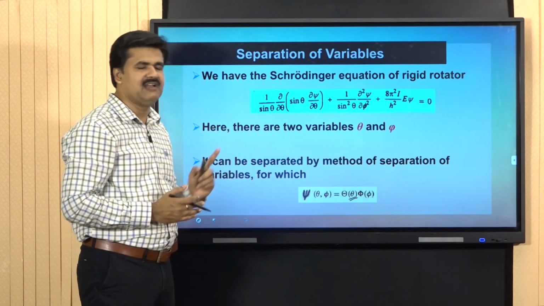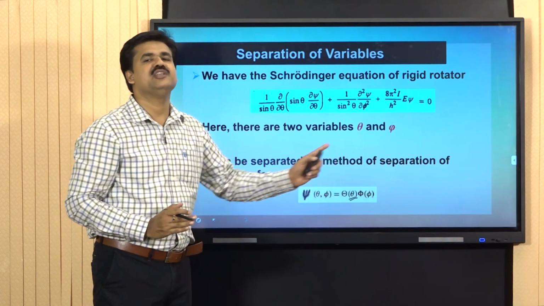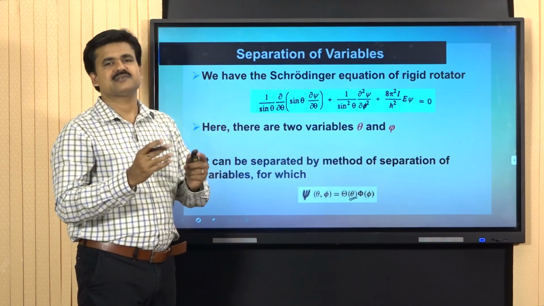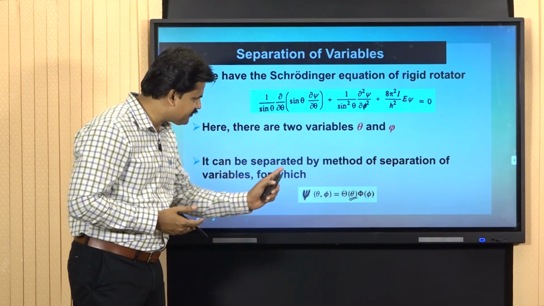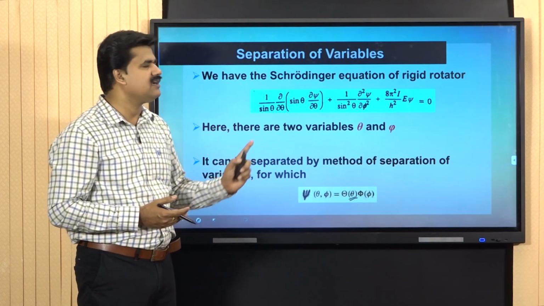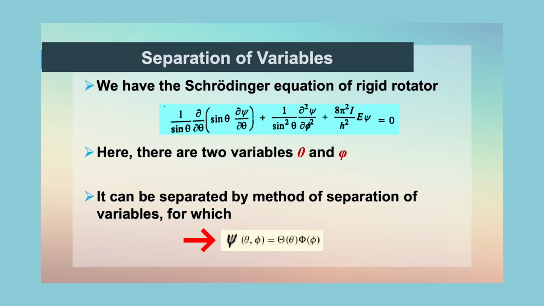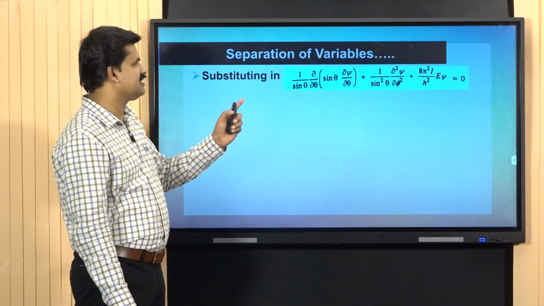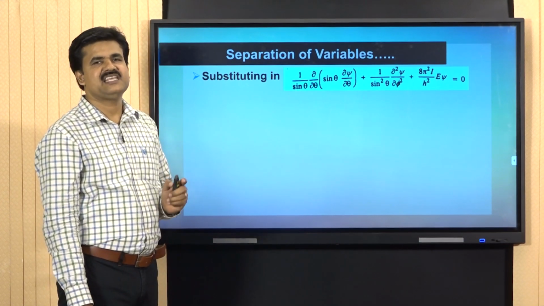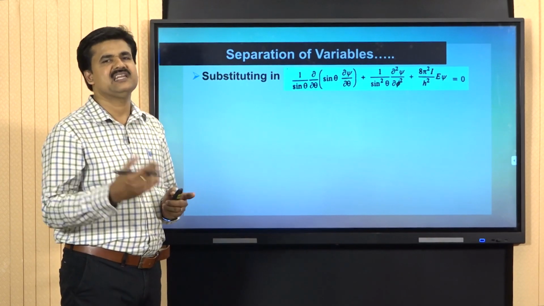Thus, the total wave function psi of theta phi is equal to theta of theta into phi of phi. The components are multiplied together to get the total wave function psi. That is, psi of theta phi is equal to theta of theta into phi of phi, and we have to incorporate this function in the major Schrodinger equation to get the separation. Thus, we have to substitute the value of psi of theta phi equal to theta of theta into phi of phi in this equation to obtain the separation.